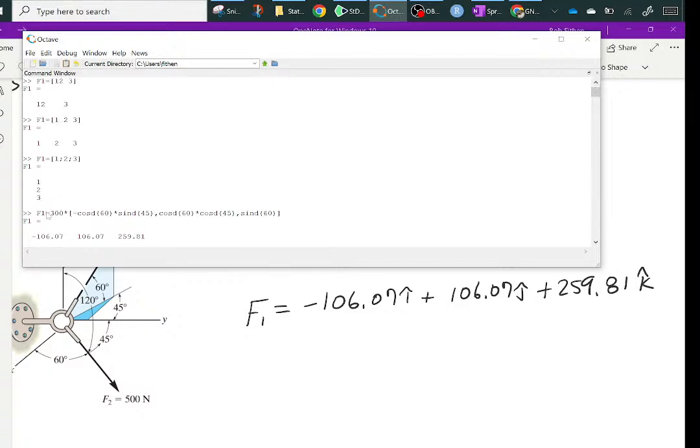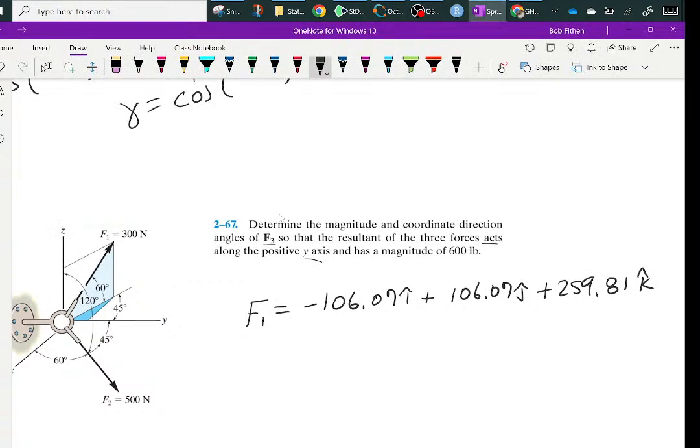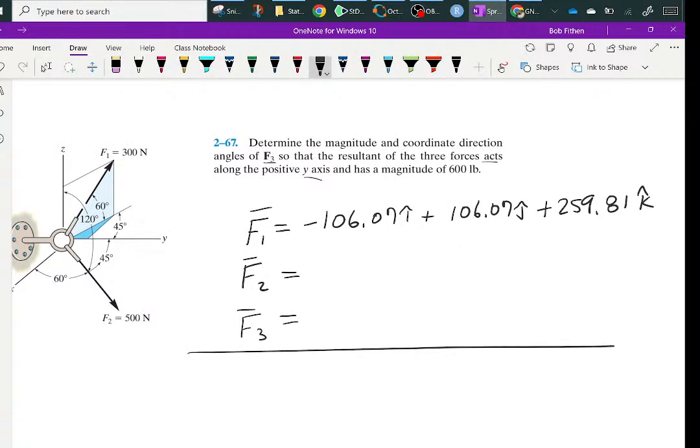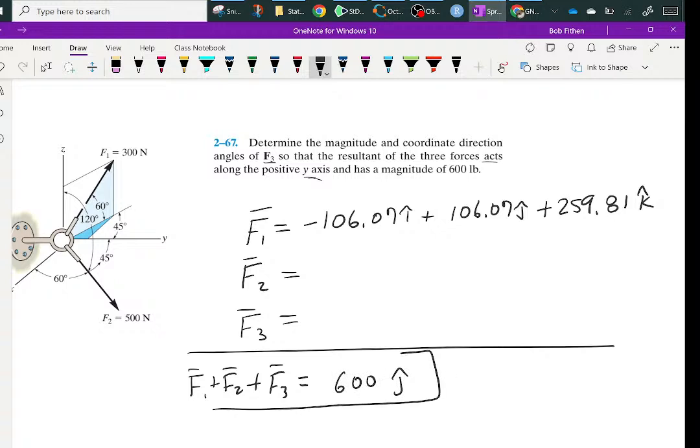I essentially put in the F1 as those components that we had up there. So then the next question is I need to find F2, and then he wants to know F3, so that when I add them up, F1 plus F2 plus F3 is equal to force acts along the positive y direction, so it's J, and it's 600. So that's the equation you've got.